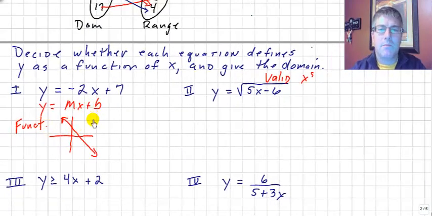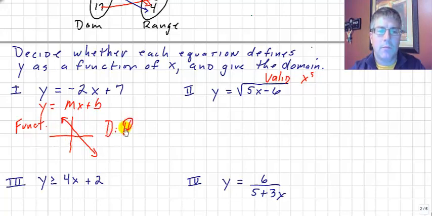What are my valid inputs? Well, it's a line. What can I input for x, my valid inputs? Well, a line, I can put in any x value that I want. So my domain is all real numbers, or I think as the book will say, all the x's from negative infinity to infinity.